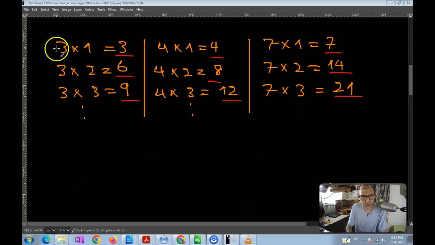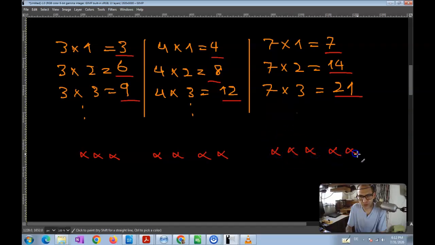basically when you say 3 times 1, that means essentially 3 groups of 1. When you say 4 times 1, that's essentially 4 groups of 1, right? And when you say 7 times 1, you have essentially 7 groups of 1, right? So of course it makes sense that 3 groups of 1, which is just a 3, plus 4 groups of 1, which is a 4, is equal to 7 groups of 1, which is a 7, right? So 3 plus 4 is equal to 7, right?